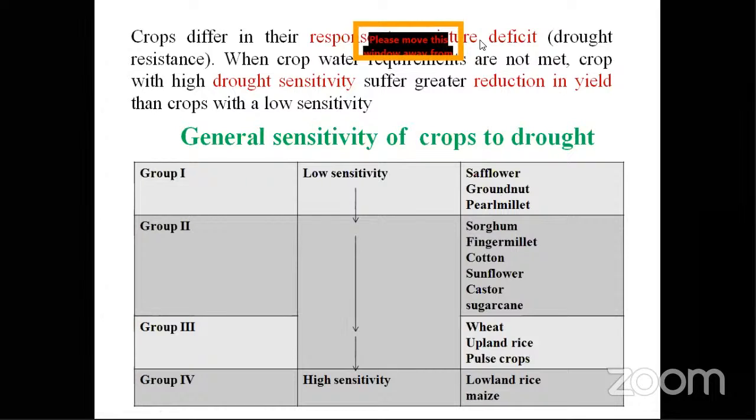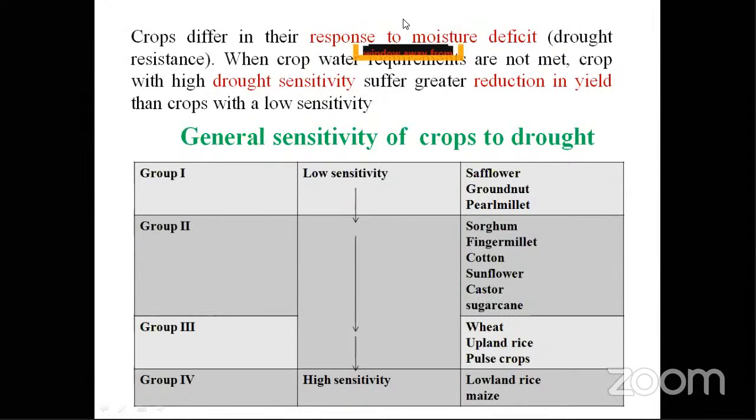And the next one is moisture deficit. Moisture deficit means that if sufficient water is not present for plant growth, it is called moisture deficit. And in this table, we can see different types of crops which are tolerant and sensitive to drought also. Safflower, groundnut, pearl millet are low sensitive to drought. That means they can be grown in areas suffering from drought.